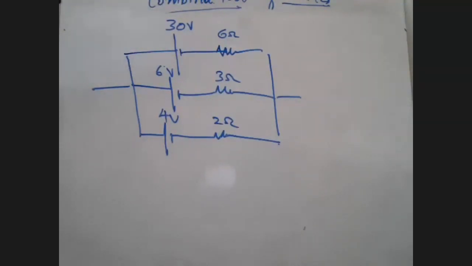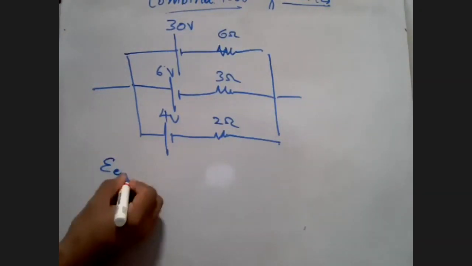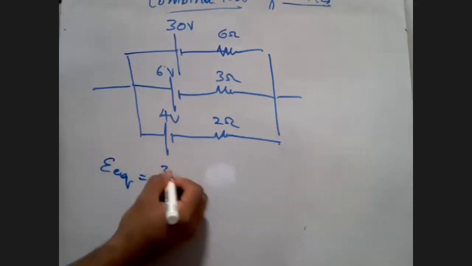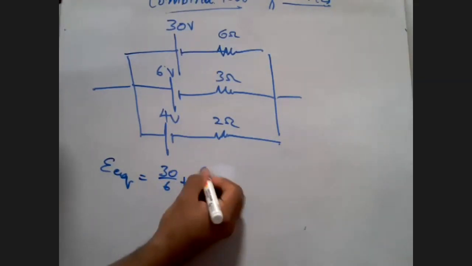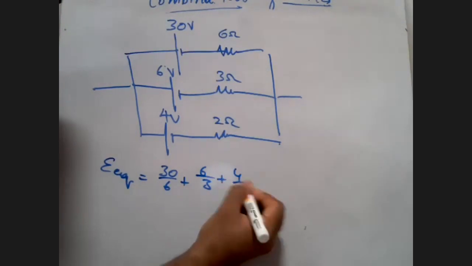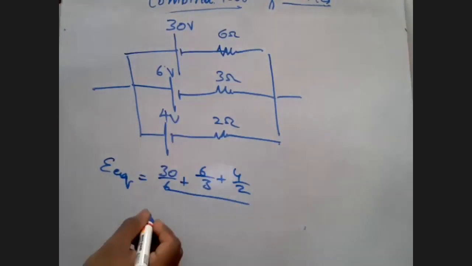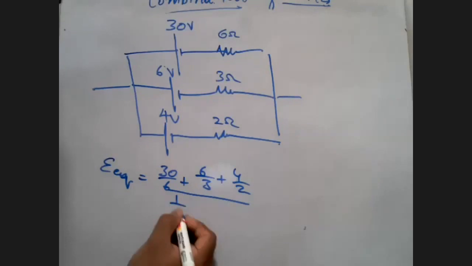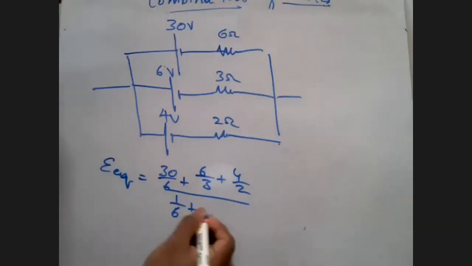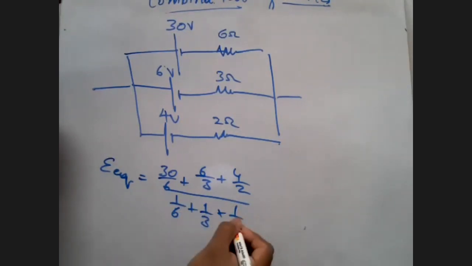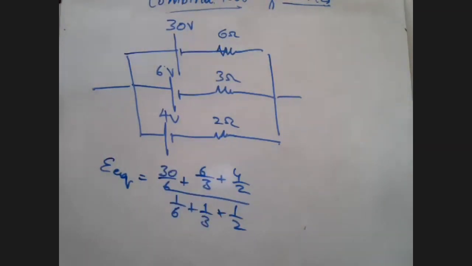What will be my approach here? Can I apply that equation again? Parallel combination equation? Yes, sir. If I apply directly, what will happen? What is epsilon equivalent? It is 30 by 6 plus 6 by 3 plus 4 by 2, upon 1 upon R1 plus 1 upon R2 plus 1 upon R3, or 1 upon R equivalent, you can say 1 upon 6 plus 1 upon 3 plus 1 upon 2. Please solve this. Take 6 as the LCM. What will you get?